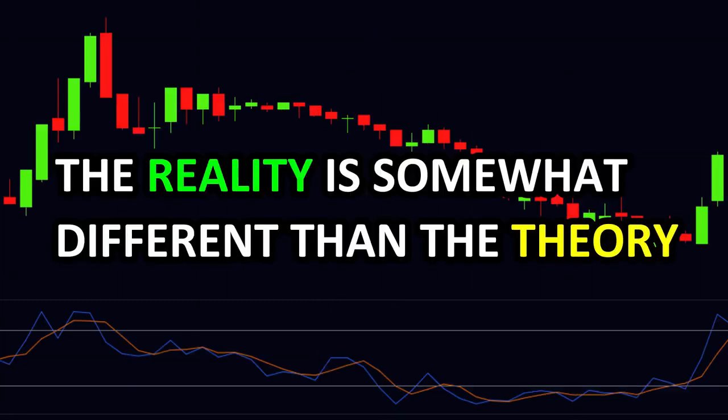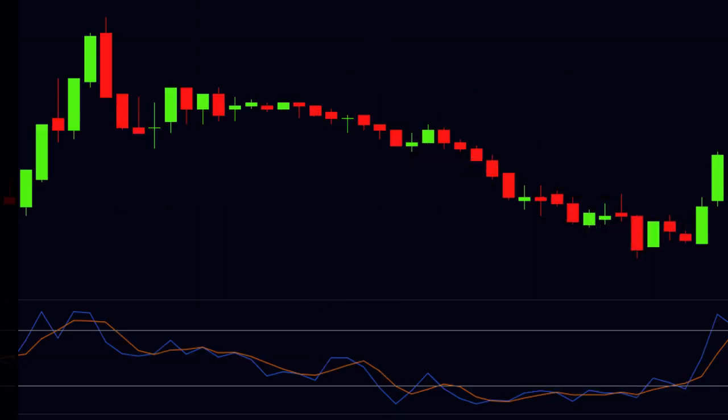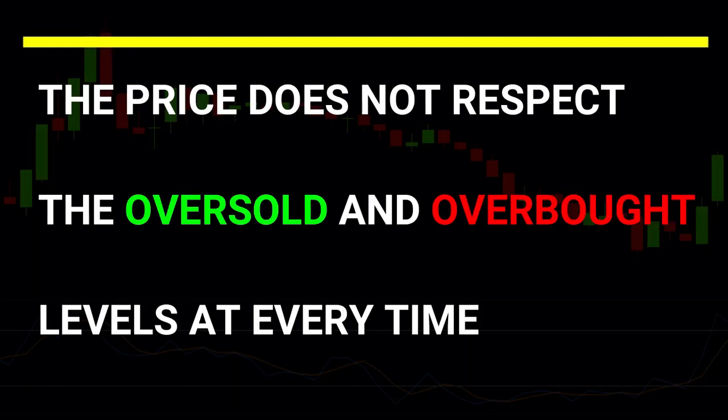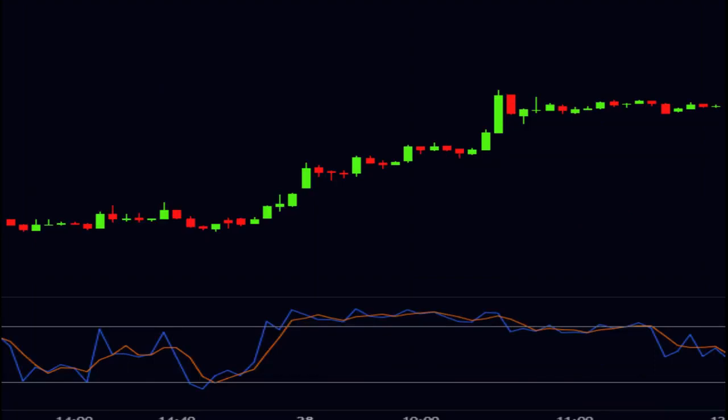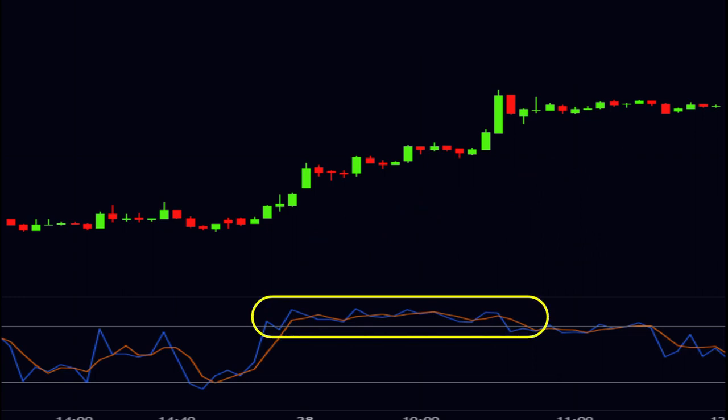The reality is somewhat different than the theory. The price does not respect the oversold and overbought levels every time. You can see in the chart, sometimes during a strong downtrend, the price goes in the downward direction, but the stochastic may stay in the oversold area for a long time. Similarly, in a strong uptrend, the price goes in the upward direction, but the stochastic may stay in the overbought area for a long time.